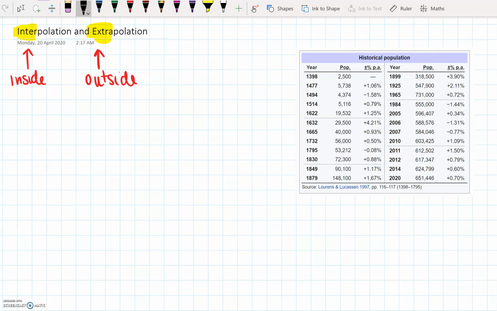Now what you can see over here on the right is that I have pasted a population graph. This is actually a population table. This is actually for Rotterdam. So this is Rotterdam's historical population. These are the dates that they've done a census or whatever, and this is a list of the populations at these times, starting in 1398 and getting all the way up to 2020.